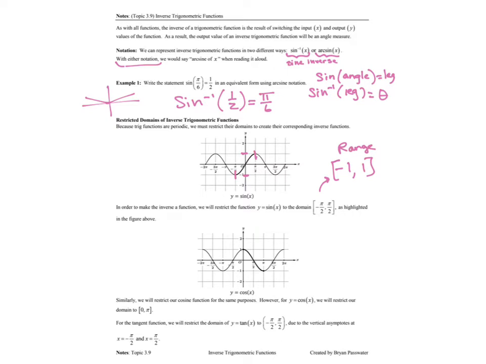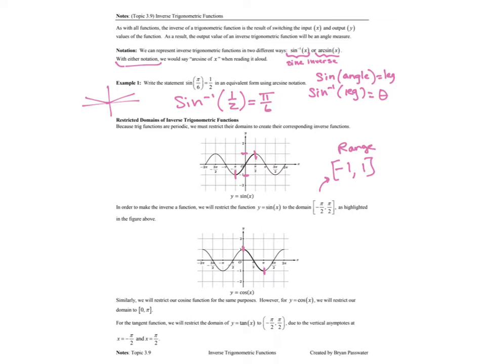For cosine, we want to make sure we cover every y value. If I go from negative pi over 2 to positive pi over 2, though, I only get the top half of the y values that cosine covers. So that's not good. It's not what we want. Instead, we go from 0 to pi.